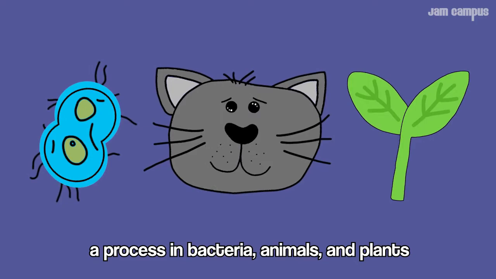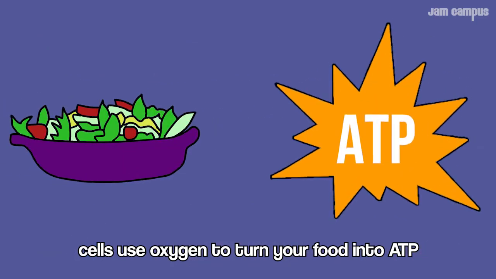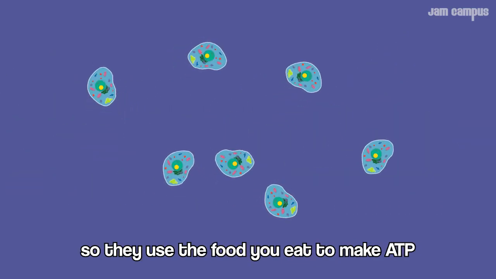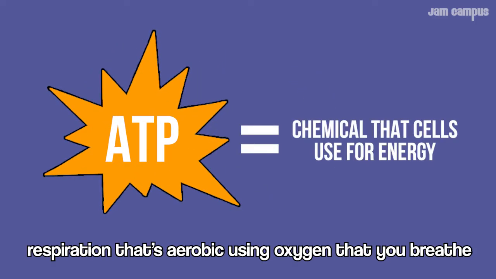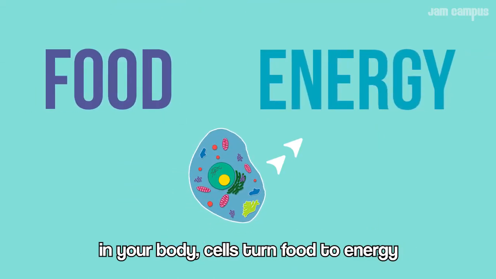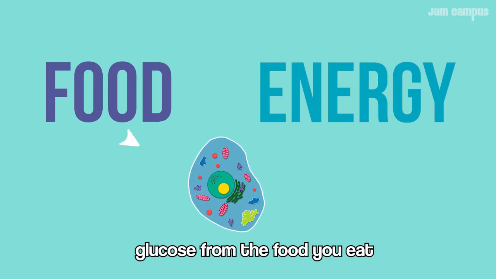Processing bacteria, animals, and plants, in both the autotrophs and the heterotrophic cells, use oxygen to turn your food into ATP. The cells need energy to move and do things, so they use the food you eat to make ATP, the chemical the cells use for energy. Respiration, that's aerobic, using oxygen that you breathe. In your body, cells turn food to energy. Glucose from the food you eat, oxygen you breathe in, ATP energy. Release carbon dioxide when you breathe, creates water when complete. Three products total with ATP energy.